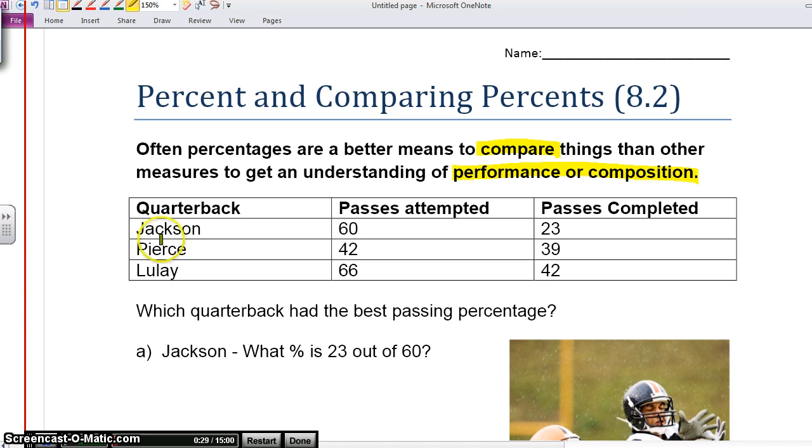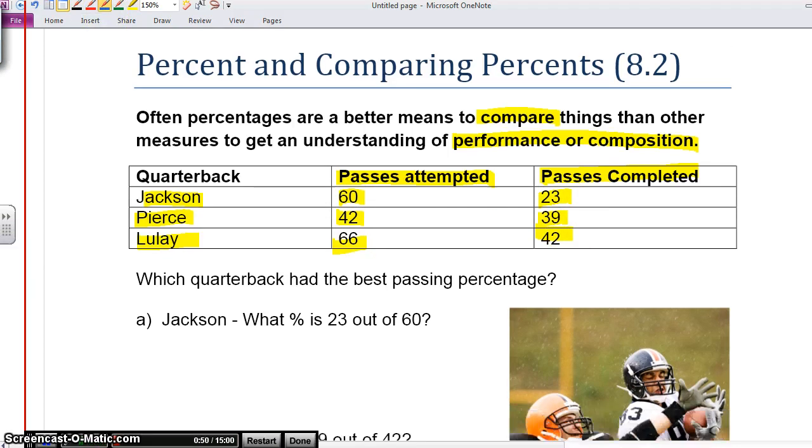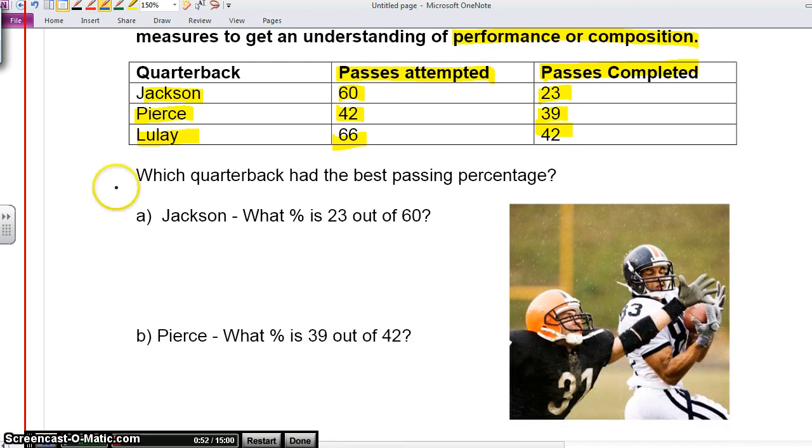In this case, we're looking at three quarterbacks, Jackson, Pierce, and Lulay. We're looking at the number of passes they completed, probably in a season here, out of the number of passes they attempted, right? And you'll see these guys attempted different numbers of passes, so the best way to compare their completions is to get a percent. Then we can compare Jackson's percent, Pierce's percent, Lulay's percent. So the question is, which quarterback had the best passing percentage?